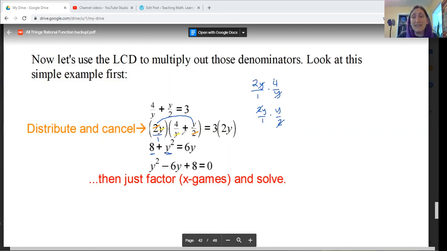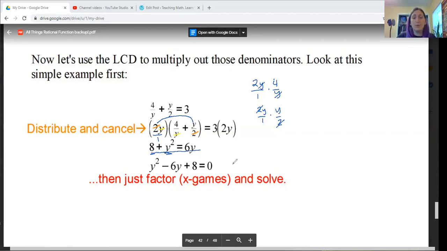So I've got rid of my denominator entirely. There's no more denominator. I've multiplied it away. It's all gone. Our common denominator would have been 2y. We could certainly make a common denominator and do that, but you can also just get rid of it by multiplying this whole thing by what the common denominator would have been. Now we've got this situation where we've got 8 plus y squared equals 6y.